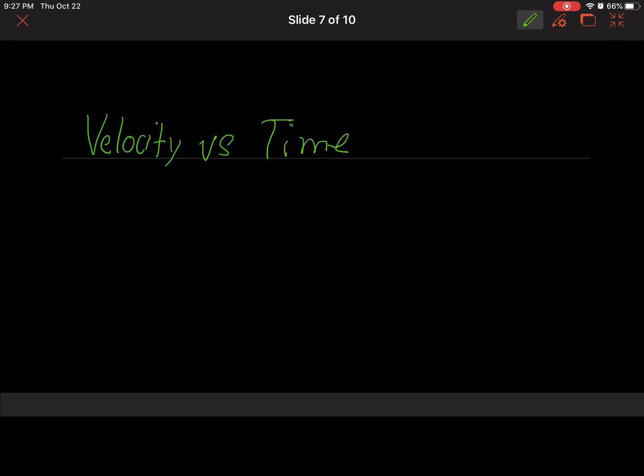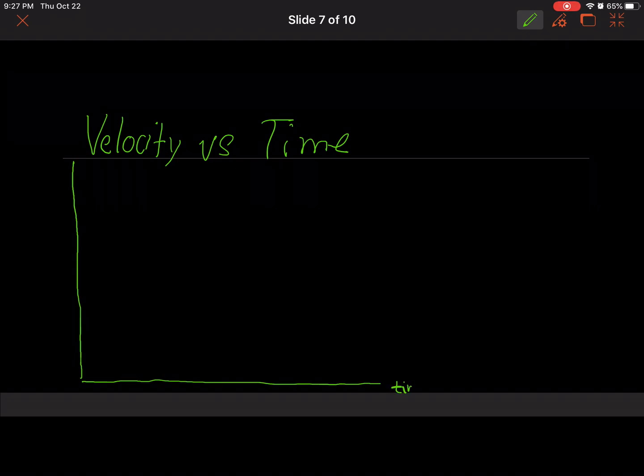There's also position versus time, but it's not going to fit our requirements right now. I will actually go over them when I talk about instantaneous velocity, but not right now. So time is on the x-axis. It's the independent variable, time t in seconds. And this is velocity, in meters per second.